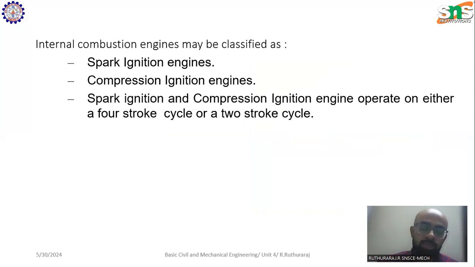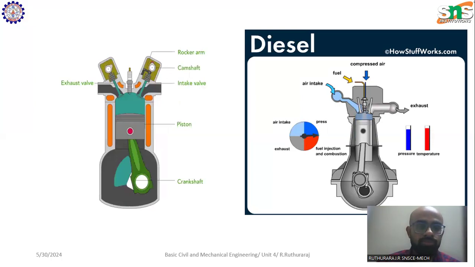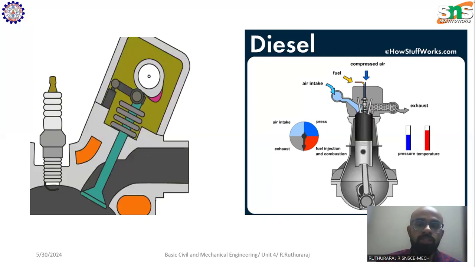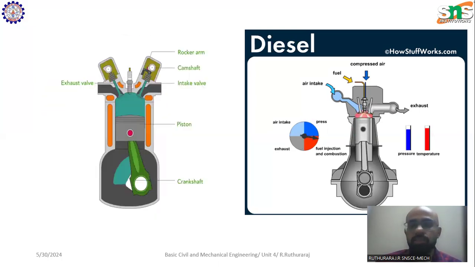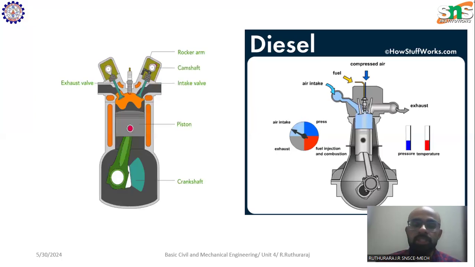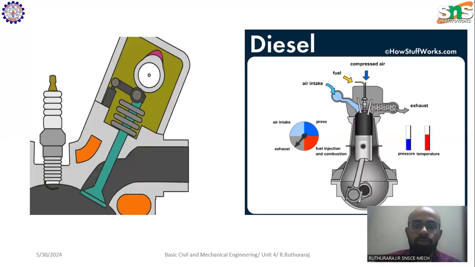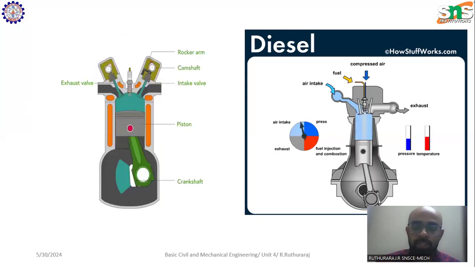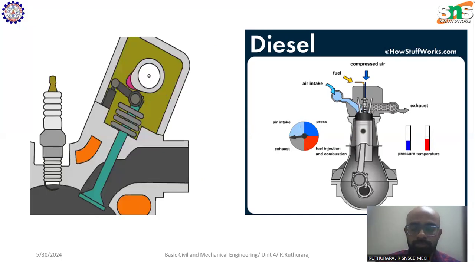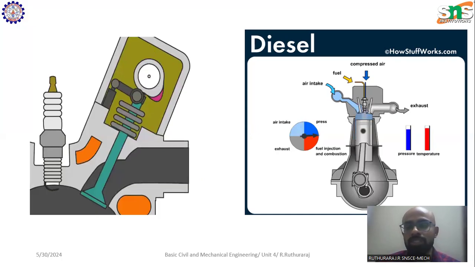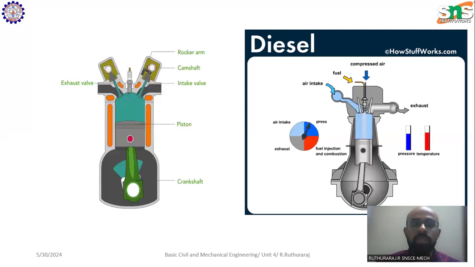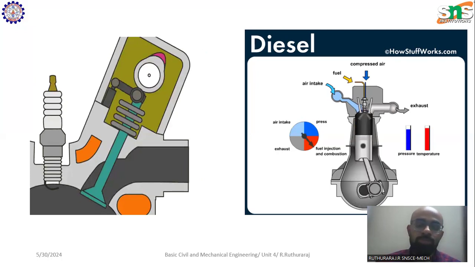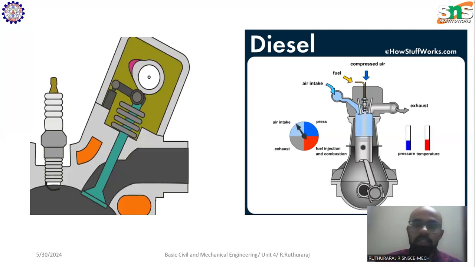First we will see the spark ignition engine. The image to your left is a spark ignition engine, and the image to your right is a compression ignition engine. The major difference between these two engines is, as the name indicates, the spark ignition engine has a spark plug, and the compression ignition engine has a fuel injector. What is the purpose of a spark plug and a fuel injector? We will see in detail.